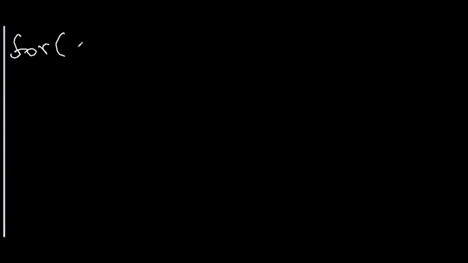First, I'll show you the syntax, and let me do it in a different color so that you can understand. for (int i = 1; i <= 5; i++) and here your scope for the for loop starts. Now let me explain all these three.